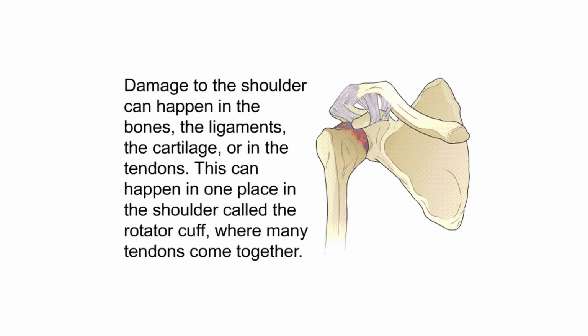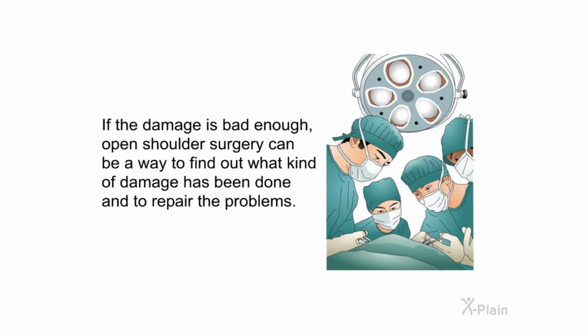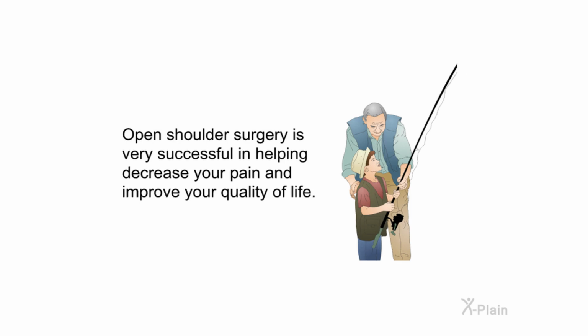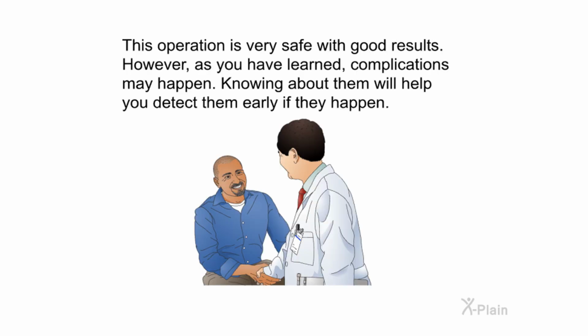Summary. Damage to the shoulder can happen in the bones, the ligaments, the cartilage, or in the tendons. This can happen in one place in the shoulder called the rotator cuff, where many tendons come together. If the damage is bad enough, open shoulder surgery can be a way to find out what kind of damage has been done and to repair the problems. Open shoulder surgery is very successful in helping decrease your pain and improve your quality of life. This operation is very safe with good results. However, as you have learned, complications may happen. Knowing about them will help you detect them early if they happen.